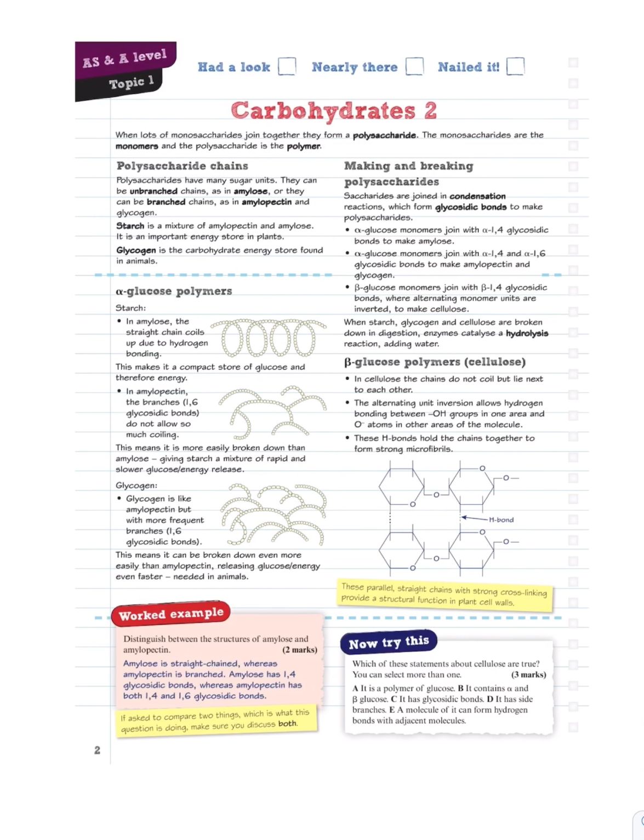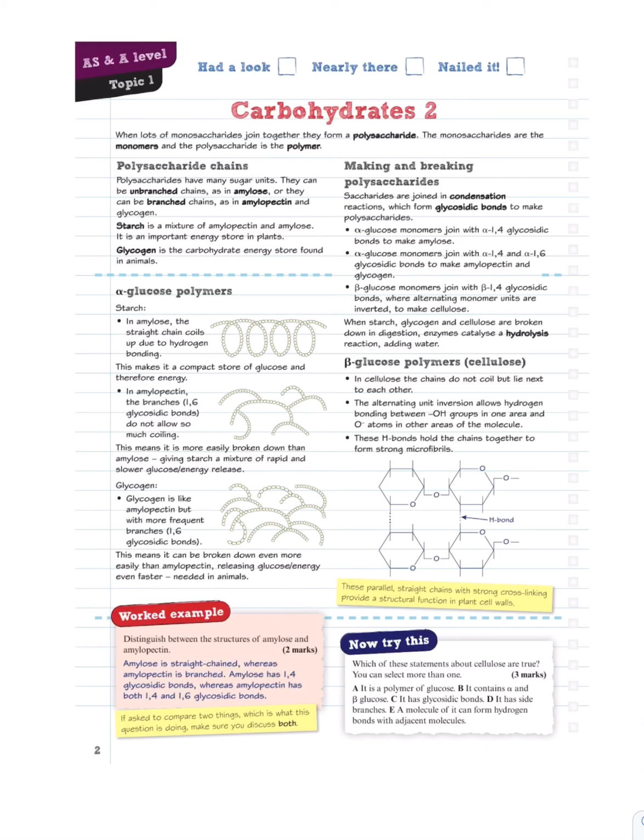Okay, so when lots of monosaccharides join together, they form polysaccharides, in which the monosaccharides are the monomers and the polysaccharide is the polymer. Polysaccharides have many sugar units, and they can either be unbranched, as in amylose, or branched, as in amylopectin and glycogen. Starch is a mixture of amylopectin and amylose, and starch is the energy store in plants. Glycogen is a carbohydrate store that's found in animals.